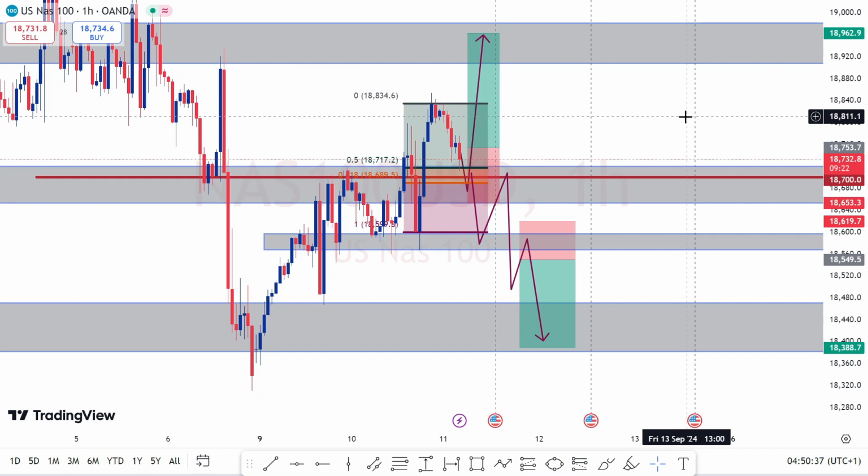So on US30, we are looking to go bearish first. Then for Nas100, we are looking to first go bullish.